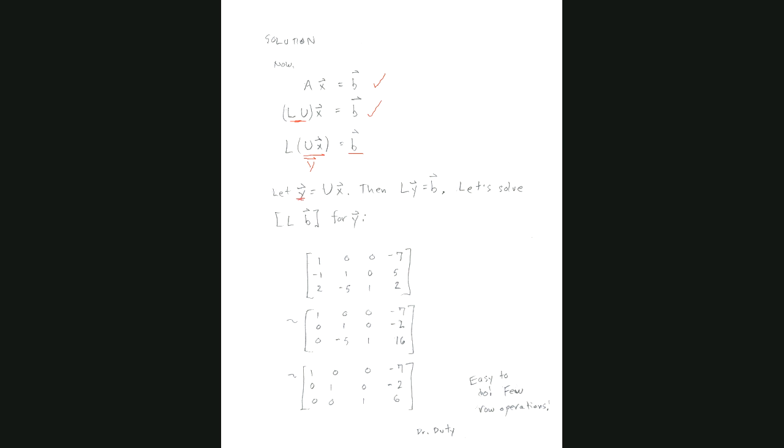So if Y equals U times X, then this can be thought of as L times Y equals B. That's the matrix equation, and I want to solve that for Y. So, of course, I'm going to solve this augmented matrix. And here's the augmented matrix.